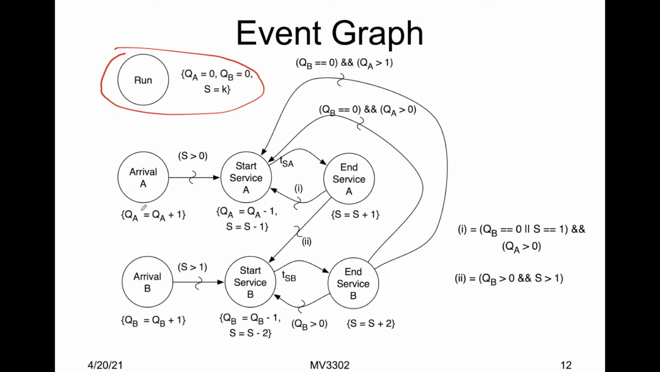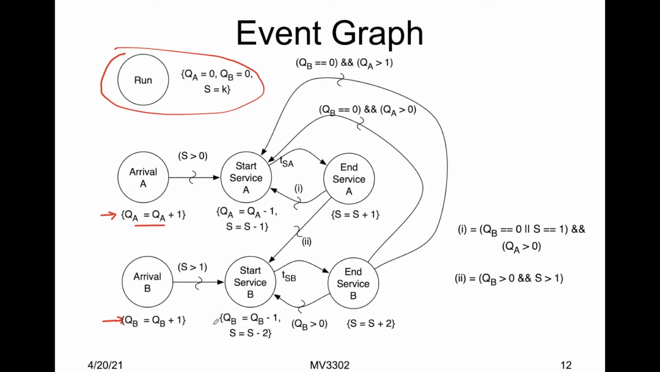And you'll see that the events are pretty much analogous to what we did in the previous model. So, almost. An arrival of type A means we increment the number in queue of type A. An arrival of type B means we increment the number in the queue of type B. Now, when we start service on A, we take away 1 from the queue in A, and we take 1 away from the server.